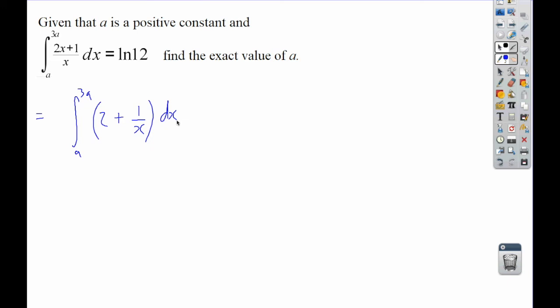Do I want to write the natural log 12 bit? No, I don't need to. Examination tip: if you don't need to use the natural log 12 bit yet, just save a bit of time. Just put it in once you've done the actual integration. So let's integrate this. The integral of 2 is 2x. The integral of 1 over x is natural log of x.